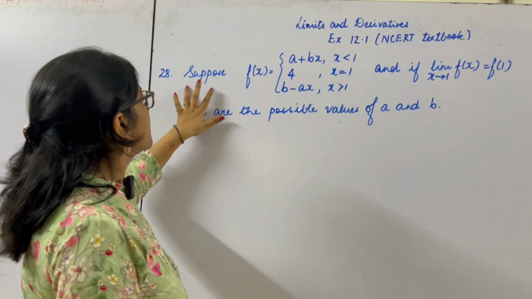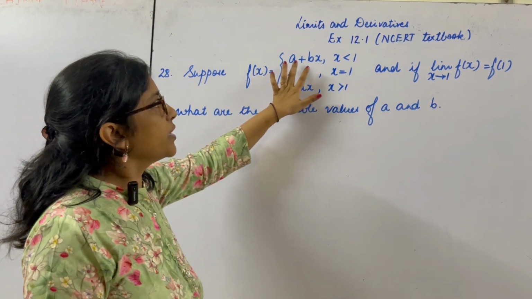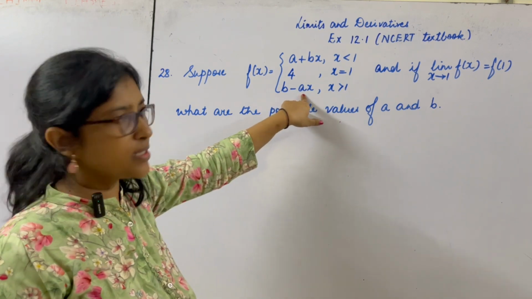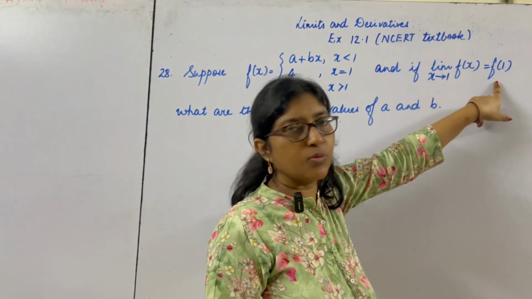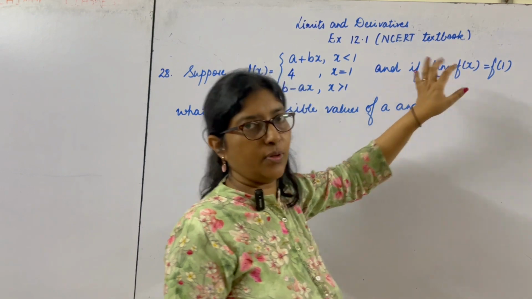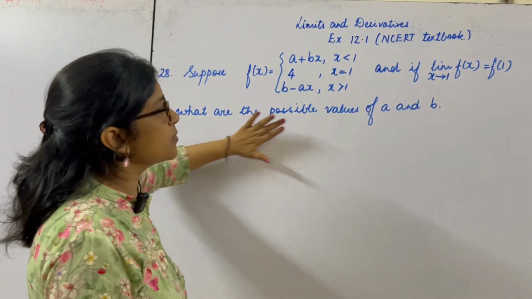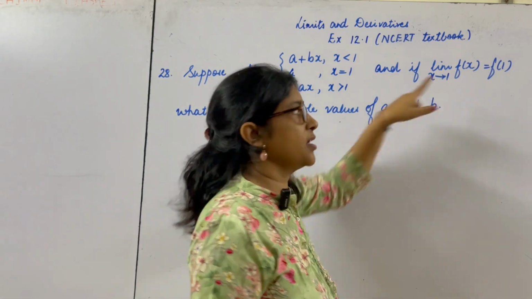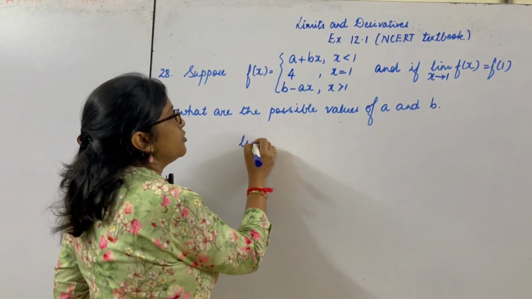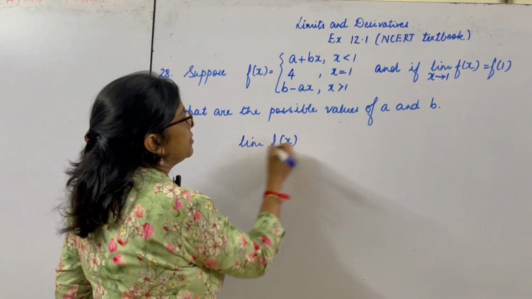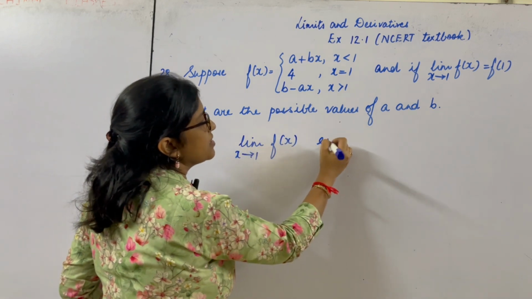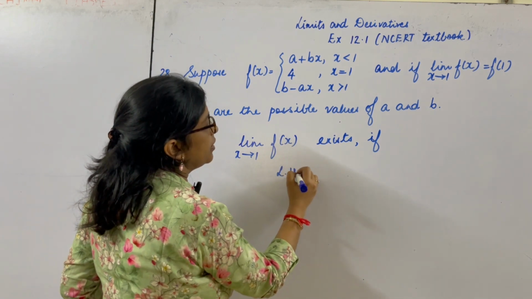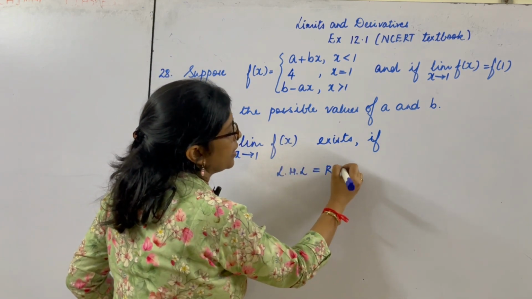Question number 28 reads as, suppose f(x) is equal to a plus bx when x is less than 1, and for x greater than 1 it is b minus ax, and the limit of the function is equal to f of 1, the limiting value at 1 obviously here. Okay, so we are supposed to find a and b. Now when do we say that the limit of the function exists? Limit of f(x) when x tends to 1 exists if the left hand limit at that point is equal to the right hand limit.